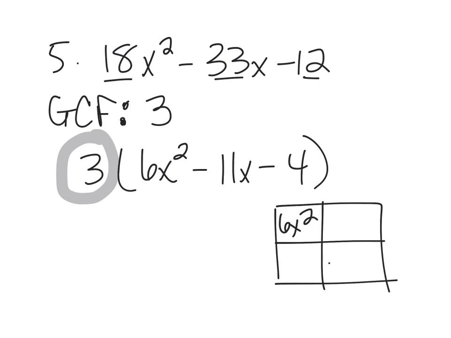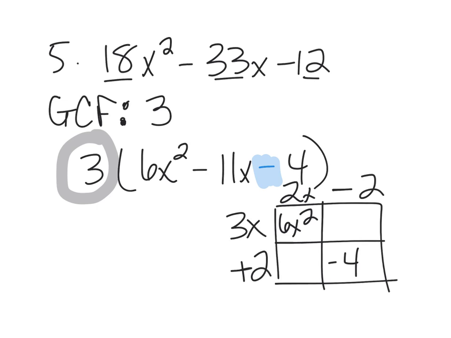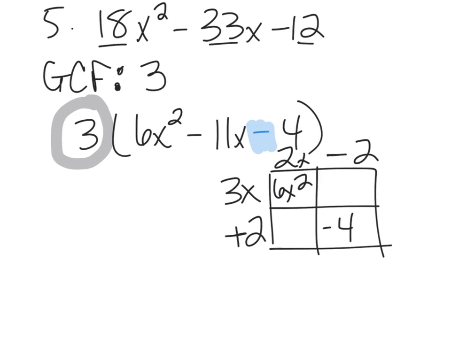6x squared, negative 4. I'm going to look at my signs. Negative here, so that means one of these has to be negative, one has to be positive. For 6x, I'm going to do 3x and 2x again. So, let's see. How do I get 4, 2, and 2? Let me try 2 and 2. See if that works.